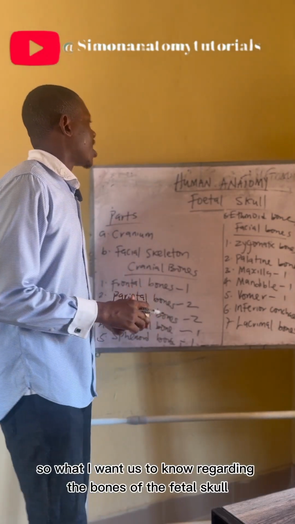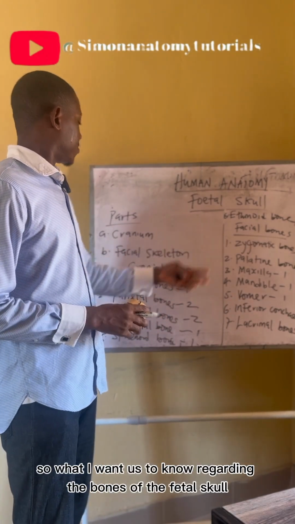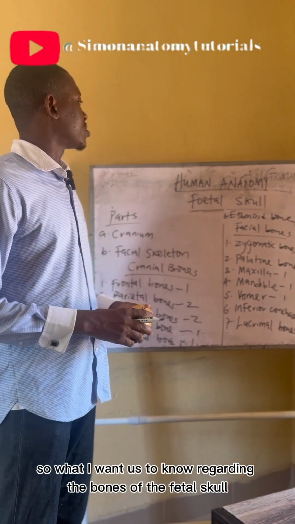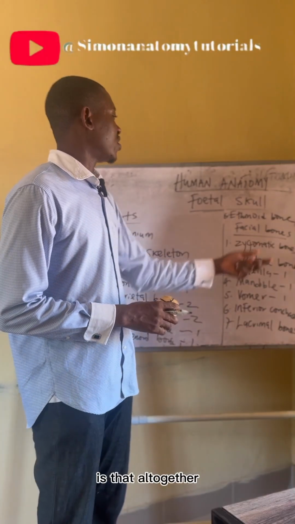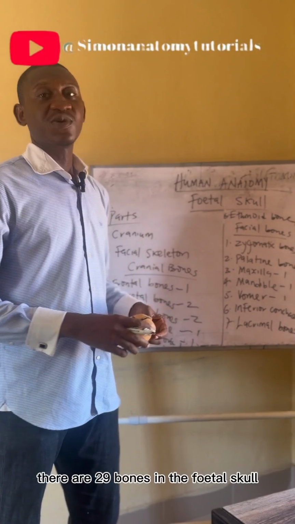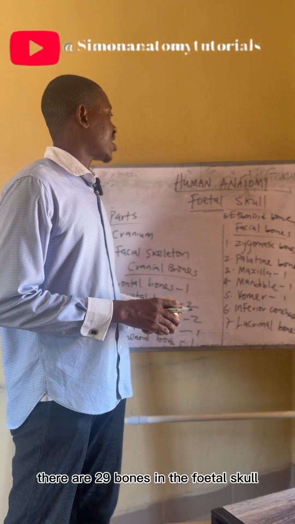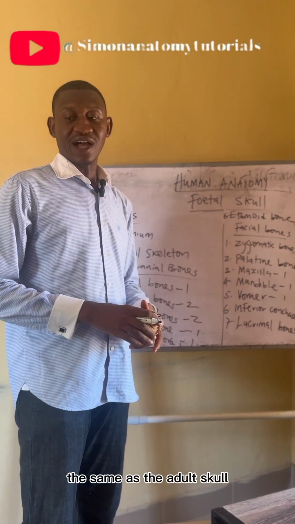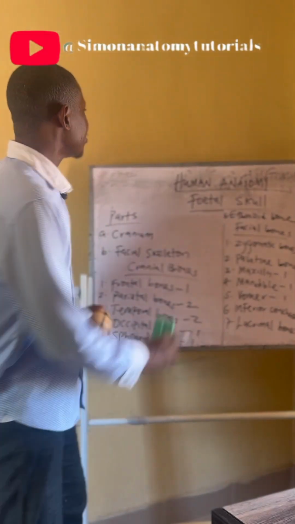So what I want us to know regarding the bones of the fetal skull is that altogether there are 29 bones in the fetal skull, the same as the adult skull.